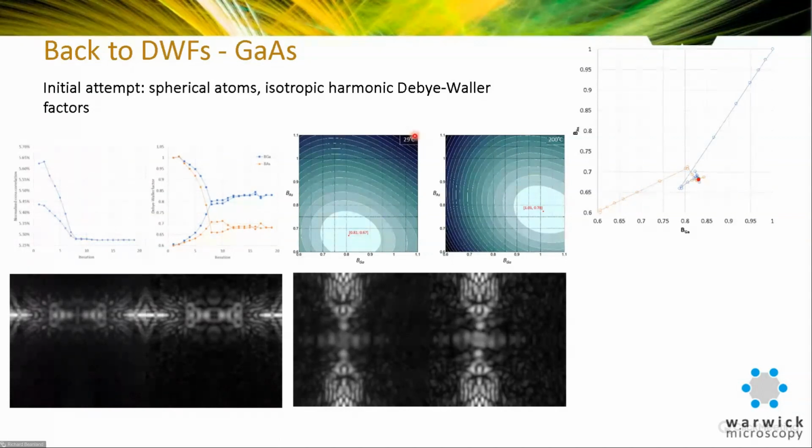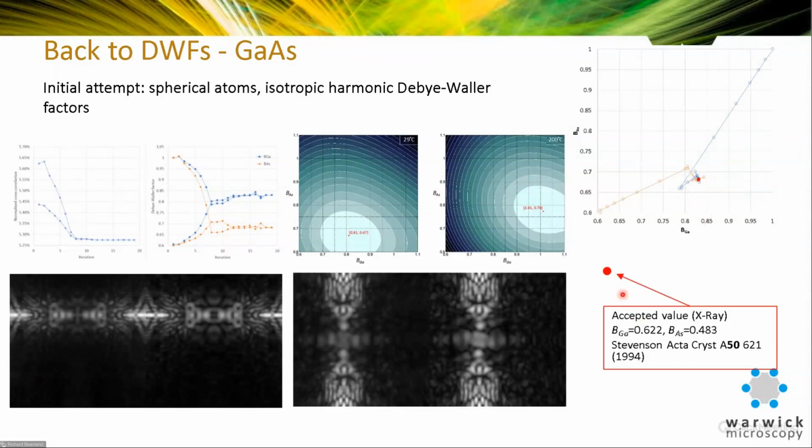And you can see at different temperatures, we've got gallium and arsenic Debye-Waller factors, and they both move, and it's a reasonable answer, it looks like. Except this is the answer that we always converge to, and this is the X-ray answer. So in everything that I've done apart from copper, we always get much larger Debye-Waller factors from electron diffraction using this dynamical refinement than is seen by X-ray. It's always larger all the time.